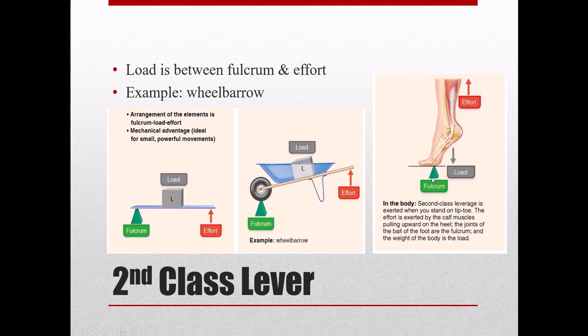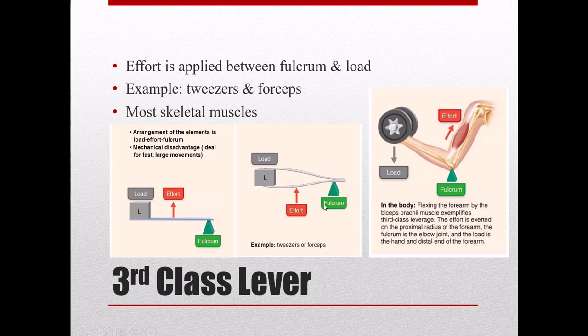And then the most common type of lever that we have in the body, and that most of our muscles operate under, are third-class levers. In this instance, the effort is applied between the load and the fulcrum. If you've ever used tweezers or forceps, that is an example of a third-class lever. So here's the fulcrum, you apply the effort here, and then you're able to pick up your object and move your load. These muscles tend to be at a mechanical disadvantage, so really large movements, really fast movements.